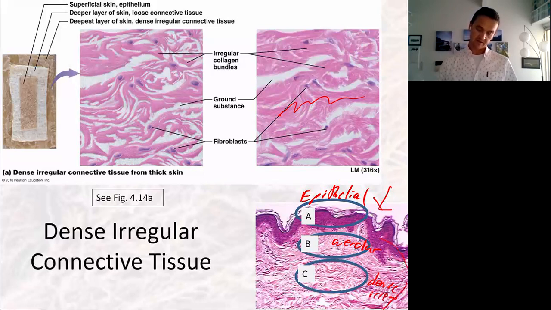And this is all part of the dermis. B and C are part of the dermis. We'll get to that more when we look at the skin coming up real soon. But we have epithelial tissue, and then we have that anchored by our areolar connective tissue, and then below that is our dense irregular connective tissue.